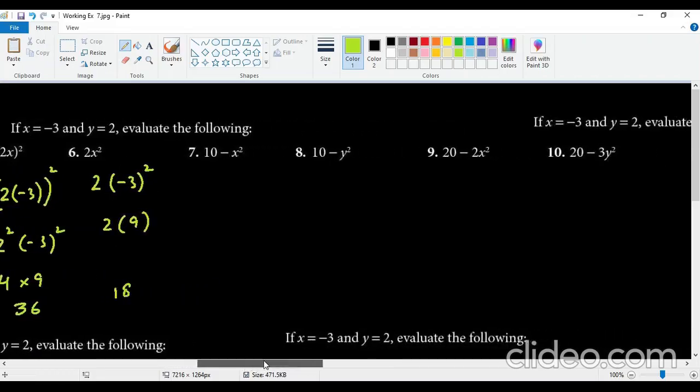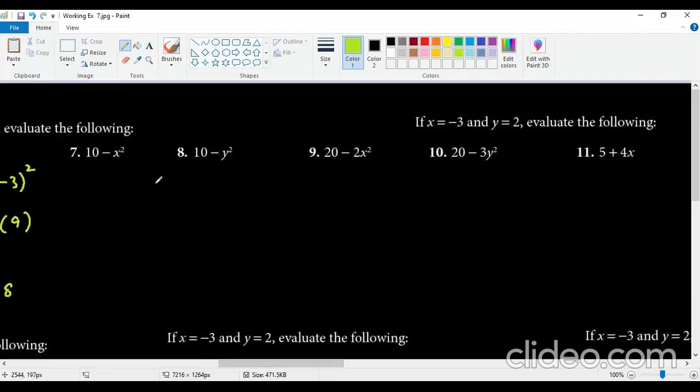When it comes to question number 7, it says 10 should be subtracted from the value of x square. X square means -3 square. That means 10 minus +9. That means 10 minus 9 is going to give you a 1. Now comes question number 8. It says 10 minus value of y, which is 2. That means 2 square. So this gives you 10 minus 4, which is going to give you a 6.